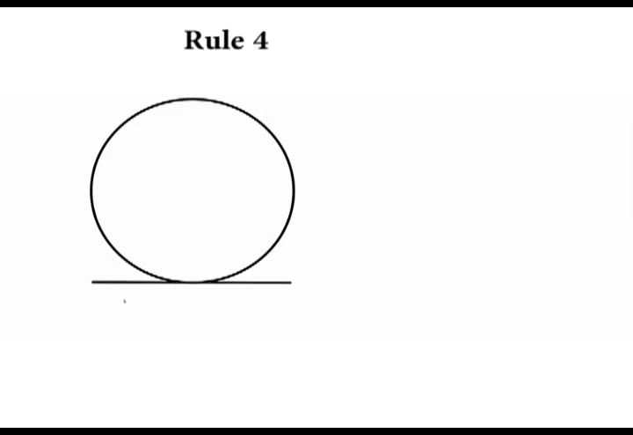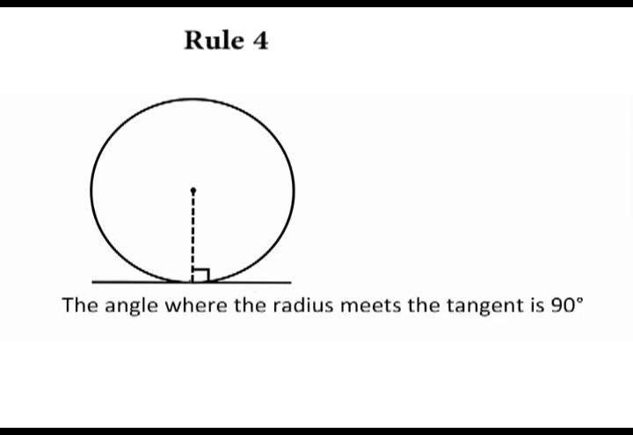Rule 4. This one deals with the tangent, and this should have been covered in Form 3, but let's do it here. If we draw a line from the center to the point where the tangent touches the circle, they will form a perfect right angle. And the rule is, a line through the center of a circle meets the tangent to the circle on the circumference at right angles. Again, it doesn't really matter where the tangent is. In shorthand, you can write radius is perpendicular to tangent.